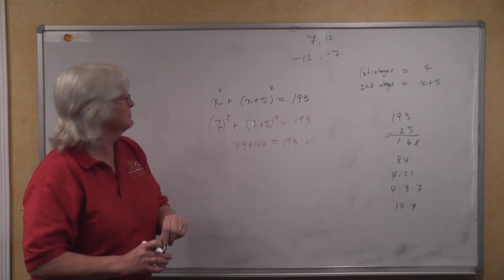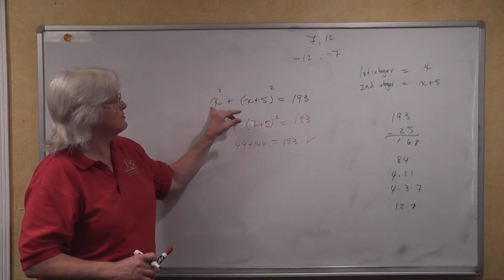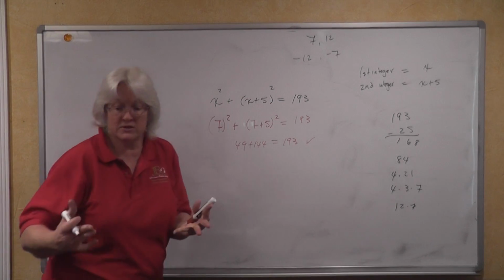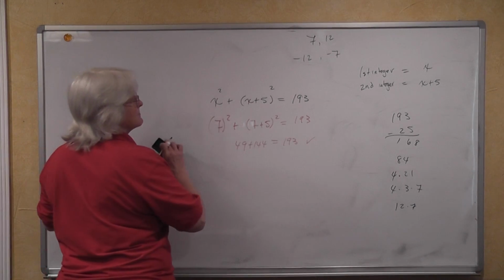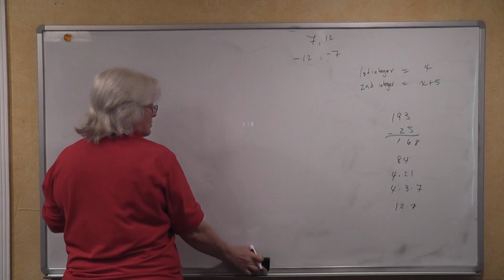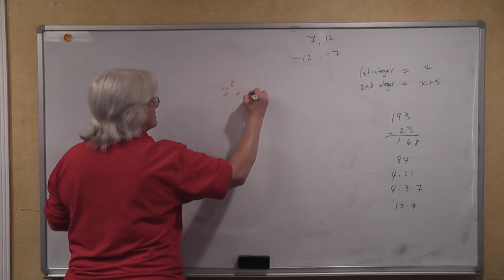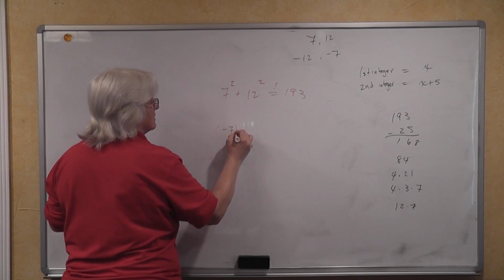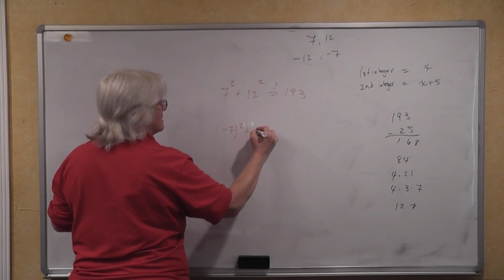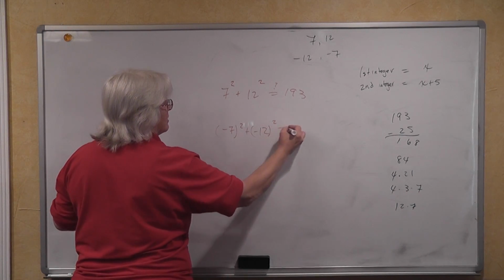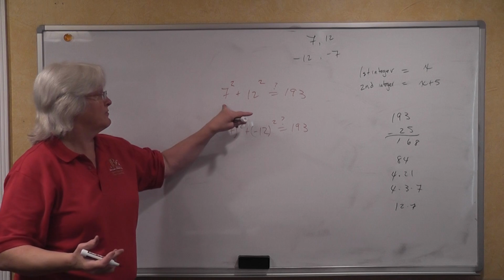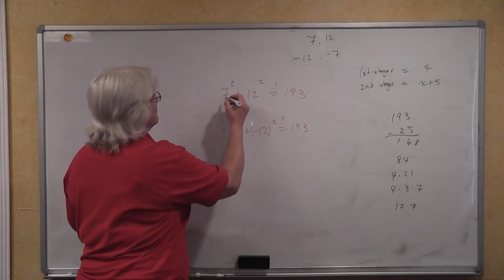Now, what if we were to do the negative 12 and the negative 7? The sum of the first integer squared, the second integer squared. I don't even really need to use this formula, do I? Because it says you have to take the sum of their squares. So if you have 7 squared plus 12 squared, is that equal to 193? And what about a negative 7 squared and a negative 12 squared? Are those going to be equal to 193? Yes. We have 49 plus 144 for both of these.